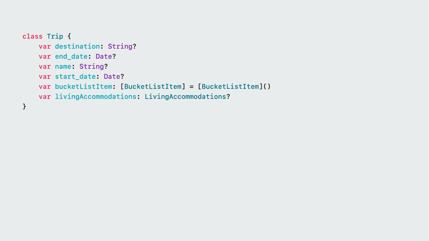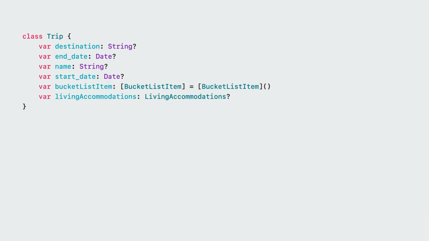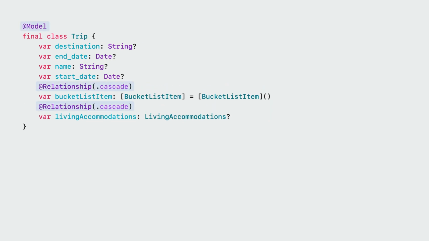This is the trip class from the Sample Trips application. It has a few properties to capture information about a trip and some references to other objects used in Sample Trips. We designed SwiftData to provide a minimal distance between the code you would normally write without persistence, as I have here, and the code you have to write with persistence. With just a few changes, I've told SwiftData this trip is a model I want to persist, and described how its relationships to the bucket list item and living accommodations should behave.